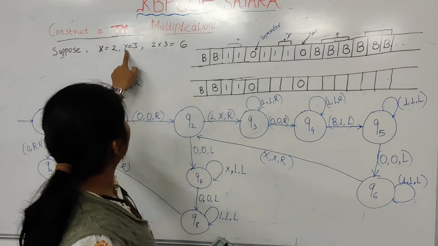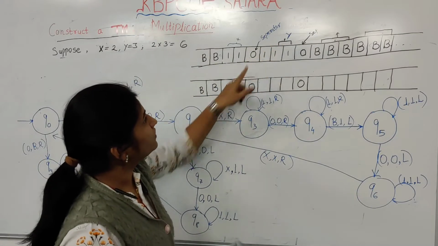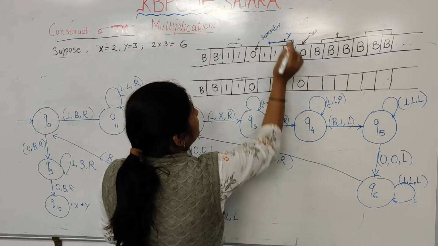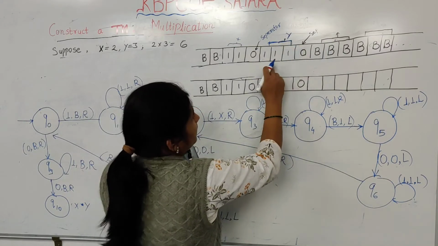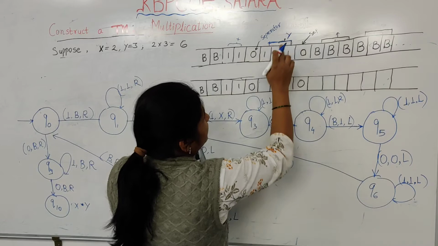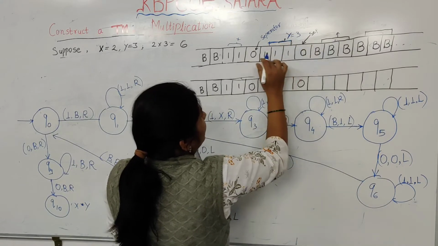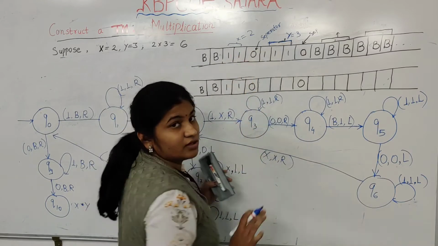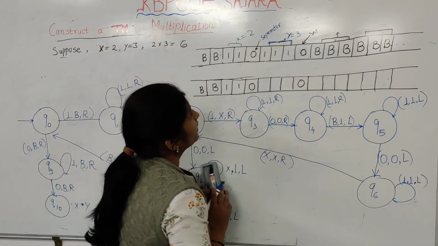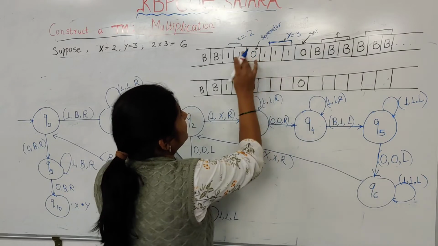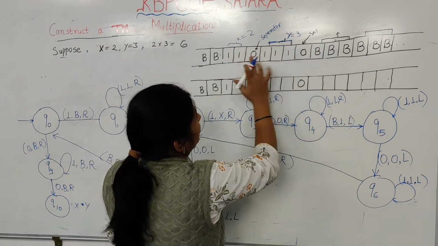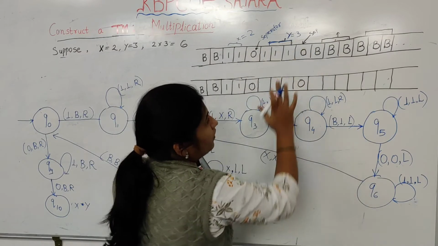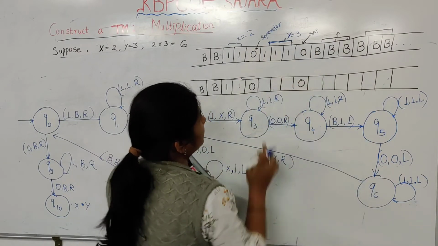Now the y value is 3. So here how many ones have we taken for y? 1, 2, 3. As the y value is 3, we have taken 3 ones. As the x value is 2, we have taken 2 ones in the unary form. Now this is the separator between x and y. This is also a separator. For what purpose have we used this separator?